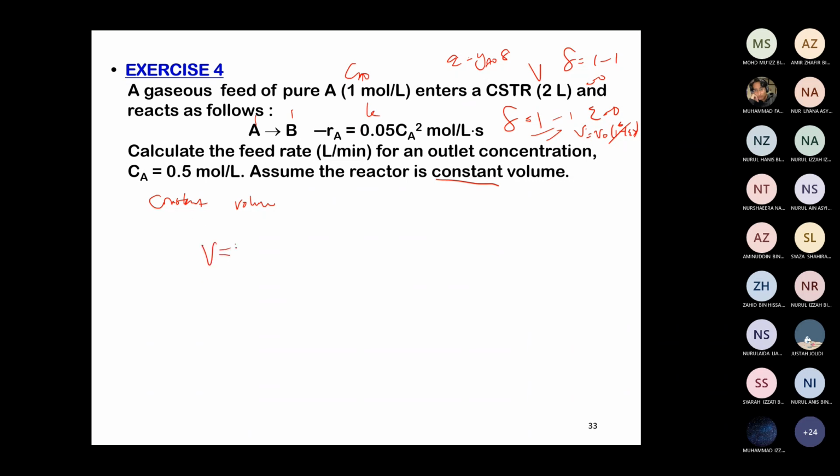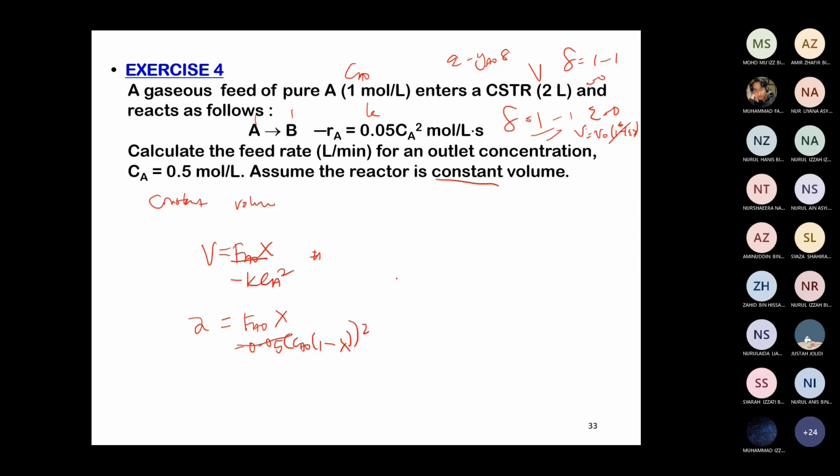V is equal to FA0 times X over negative KCA. CA is kuasa 2. So we have volume dah ada, so kita letak 2 here. FA0 kita tak tahu, that's what we need to get. Times X, and then negative 0.005 CA0 times 1 minus X kuasa 2.